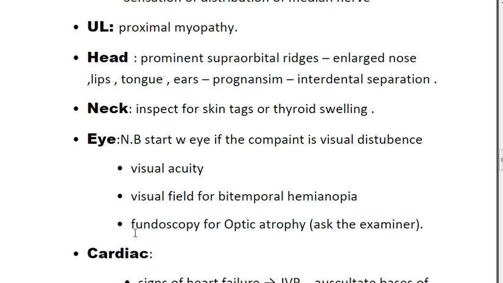Then ask for fundoscopy. Maybe the examiner will not give you a chance to do fundoscopy because you are going to waste time. So just tell the examiner, I'd like to do fundoscopy for this patient. He may let you do it, or he may not. Fundoscopy is very important because a macroadenoma can compress the optic nerve, causing optic atrophy.